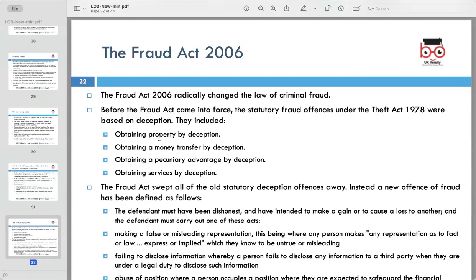The Act outlines various forms of fraudulent conduct, including making false or misleading representations, failing to disclose information when under a legal duty to do so, and abusing one's position to exploit the financial interests of others. So, by modernizing fraud laws and expanding the scope of punishable conduct, the Fraud Act strengthens legal measures against fraudulent activities and enhances the protection of individuals and businesses from financial harm.